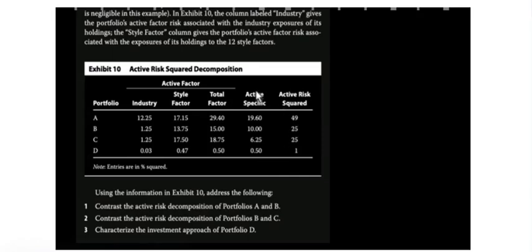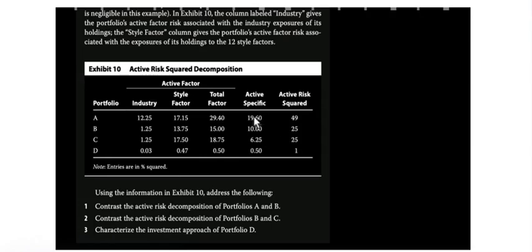So this 49 here, we can see of the total variance, 29.4 of the 49 comes from exposure to factors. 19.6 of the 49 comes from exposure to non-factor return, the variability of the non-factor return. So we have A, B, C, and D. And when we're comparing the two, we note that we have different levels of active risk for A and B. So it's hard to compare these numbers by saying, well, one has more. You have to look at it in terms of proportions.